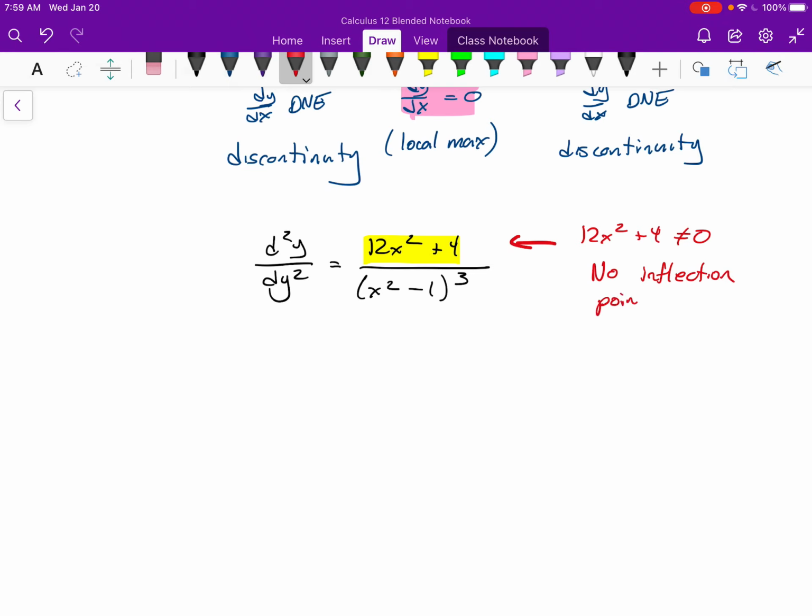So that means there's no inflection points. However, if there's no inflection points, that means there's no point where the function changes from concave down to concave up, or concave up to concave down. But concavity still might change at those discontinuities. If concavity is going to change, it's going to be at those discontinuities. Again, a discontinuity is not a point. It might change concavity, but there's definitely just no point where it changes. And so I'll make a little note about that.